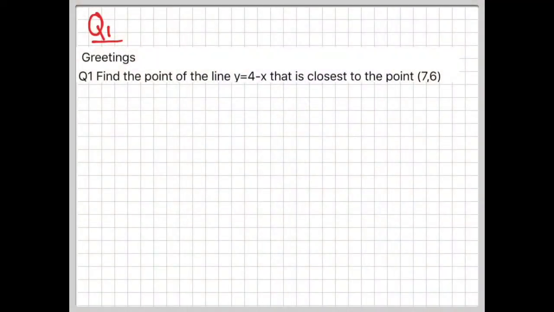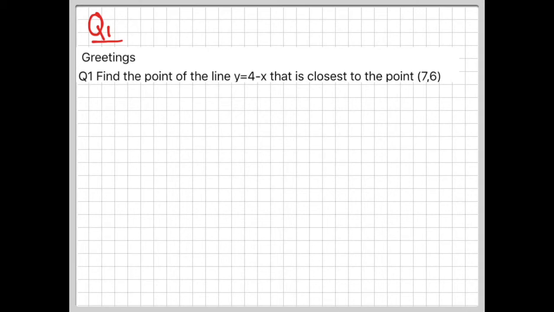For our first question, we are going to have a look at a question sent in by our now famous Mr. Tsepang Mboweni, who asked this question: find the point on the line y equal to 4 minus x that is closest to the point 7, 6. A small, very innocent looking question, but nonetheless quite a tricky one, because this question would easily be 7 or 8 marks in the exam.